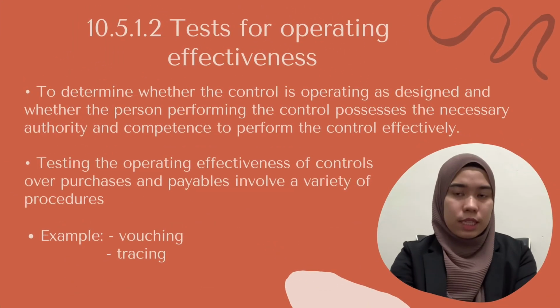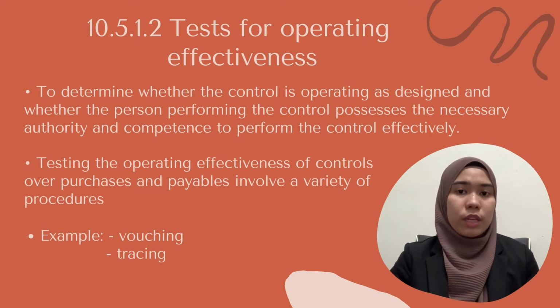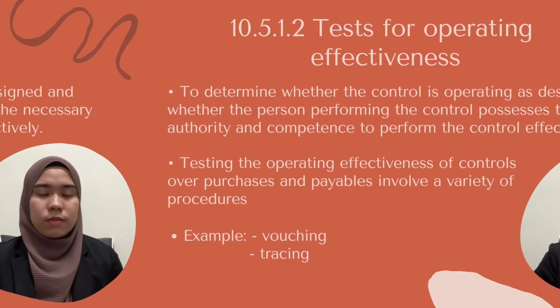Okay, next is the second test, the test for operating effectiveness. The reason why auditors perform tests of operating effectiveness is to determine whether the control is operating as designed and whether the person performing the control possesses the necessary authority and competence to perform the control effectively. Next, the testing of operating effectiveness of controls over purchases and payables involves a variety of procedures. For example, auditors may perform observation, re-performance, and document inspection, such as watching and tracing.